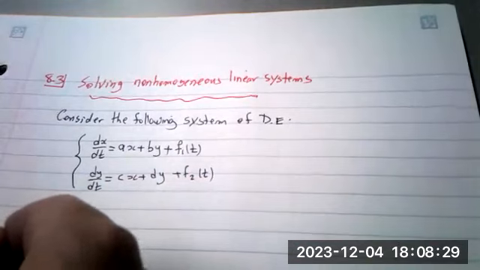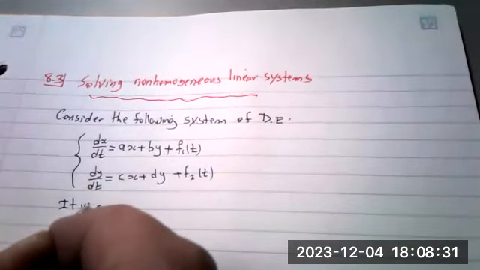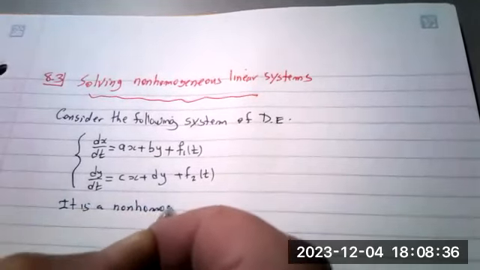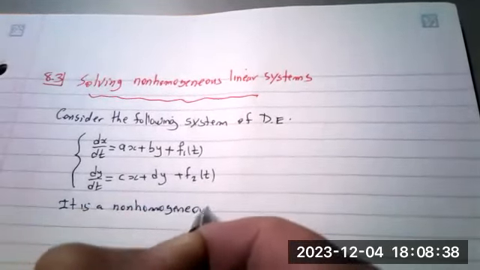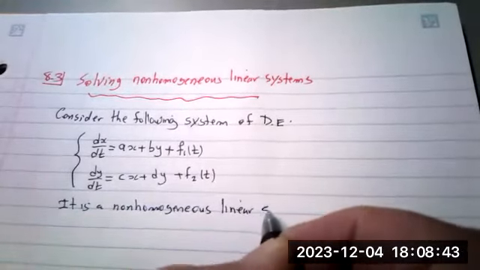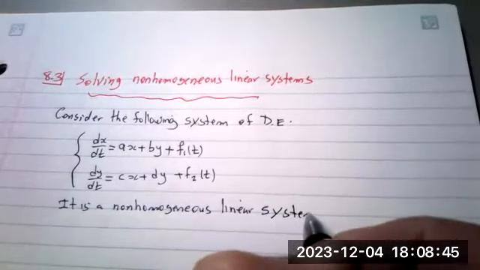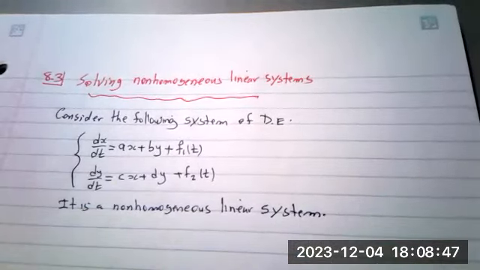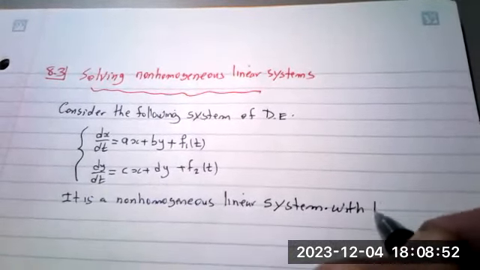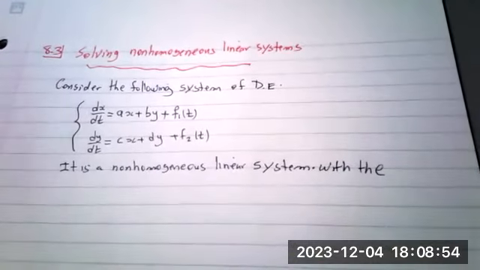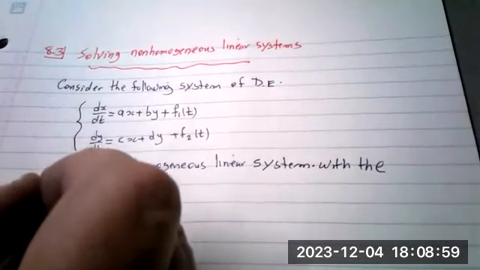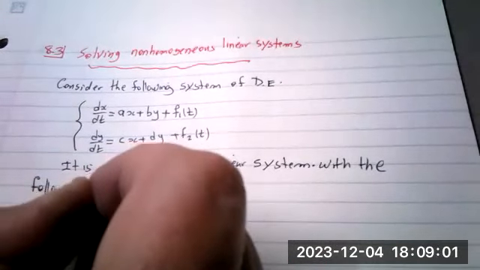So this is going to be the system. It is non-homogeneous, a non-homogeneous linear system. So we'd like to change it to the following matrix form.